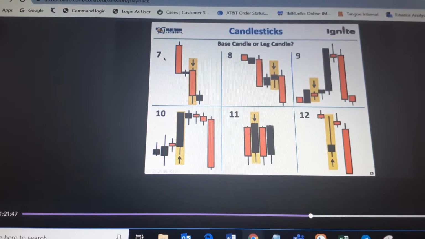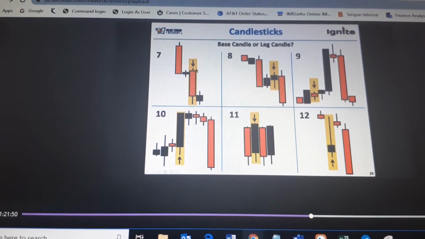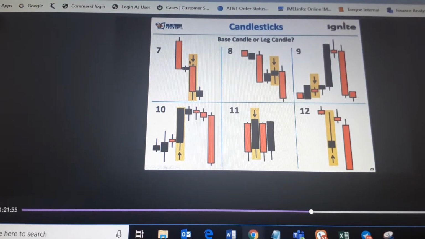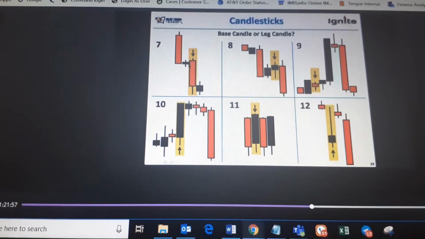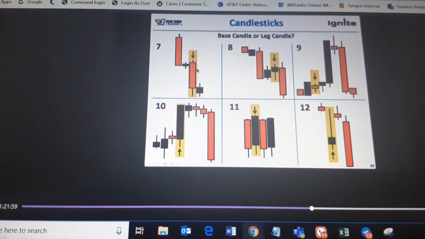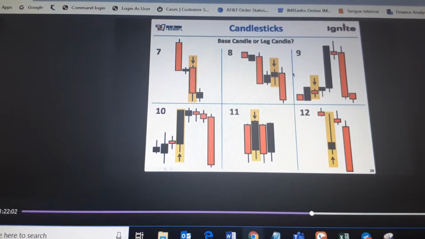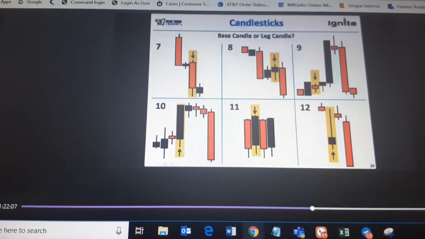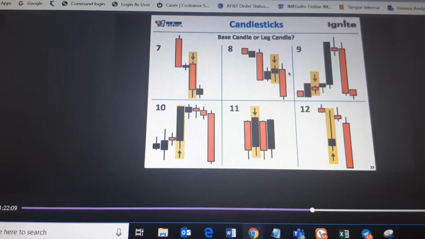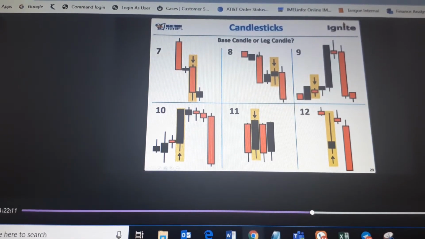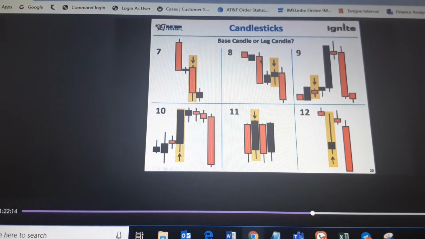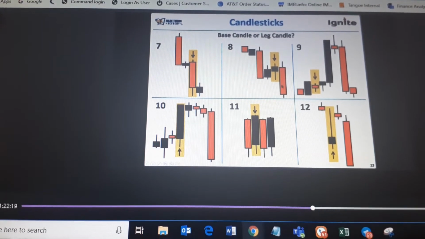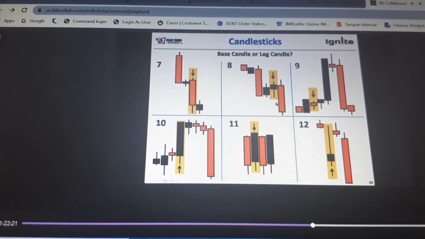Okay. This is your drop, base, drop. And the highlighted candle here is a leg candle or base candle? Now everybody said that this is a leg candle, right? Now what about this candle, base candle or leg candle? It's a base candle. And is this a picture of demand or supply? Very good, Madhuri. It's a drop, base, drop.